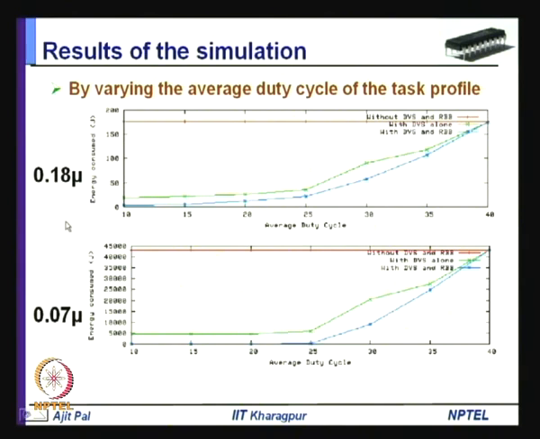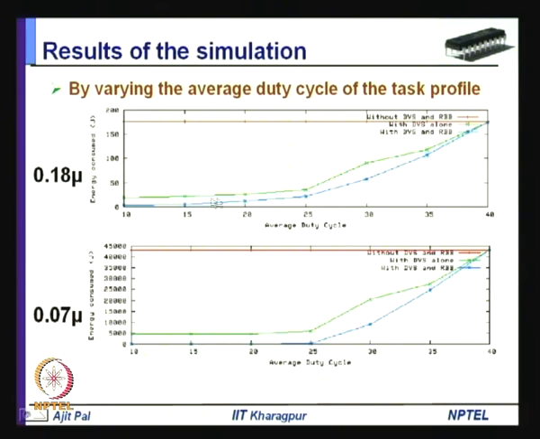As we know, the leakage current increases, or static power dissipation is more, in smaller dimension technology. So, some experimentation was done by varying the average duty cycle of the task profile for two different technology generations. With 0.18 micron technology, the modeling was done. The first line, that red line on the top, is without dynamic voltage scaling and without reverse body biasing. Then if you use only dynamic voltage scaling, you can see there is significant reduction in the energy consumed whenever the duty cycle is small. So, duty cycle is 10%, 15%.